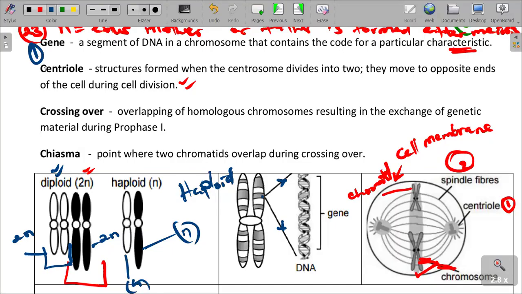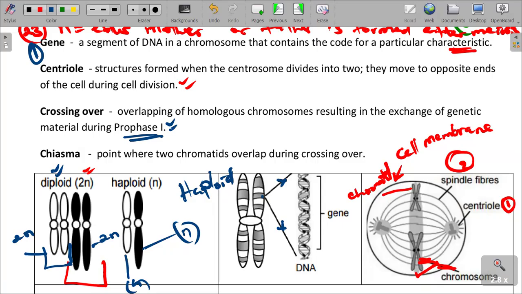And then crossing over is the overlapping of homologous chromosomes resulting in the exchanging of genetic material during prophase 1. When does crossing over take place? It occurs during prophase 1. What happens? Homologous chromosomes lie next to each other, and then they exchange the genetic information. They exchange their genes, they exchange their DNA. So it occurs during prophase 1.